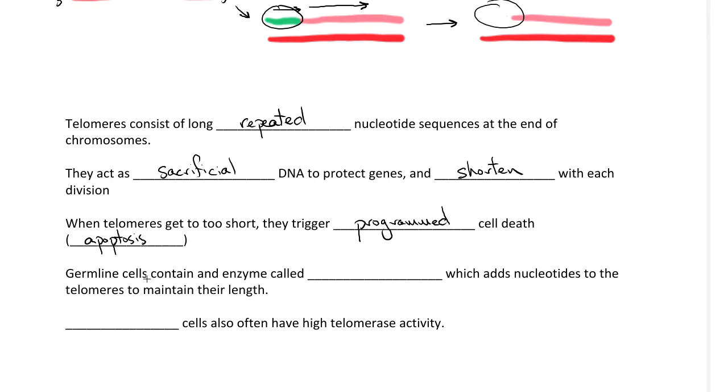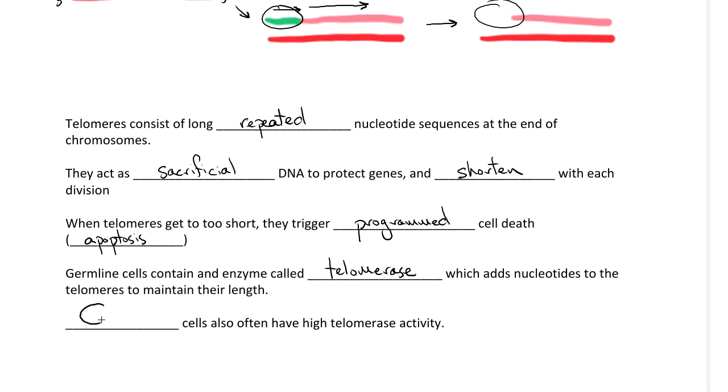Now, germline cells, like those cells that go to make sperm cells, need to replicate a lot, and so they have an enzyme called telomerase, and telomerase actually adds nucleotides to lengthen the telomeres in order to keep the chromosomes at basically the same length, so that as they're being chewed up, they're being replaced. And that allows those cells to go through multiple divisions without triggering programmed cell death.